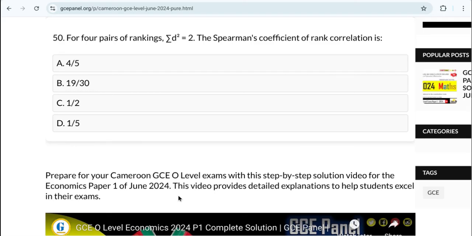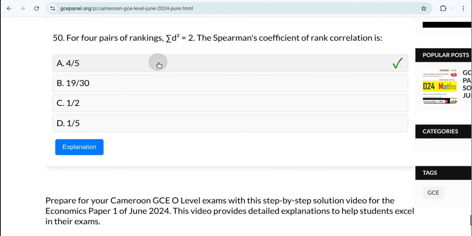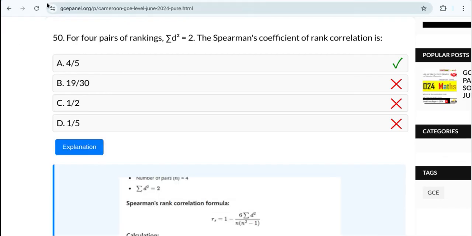For 4 pairs of rankings, summation d squared equals 2. The Spearman rank correlation is... If you cannot see the answer, you can always go to the website and go to this page and you see the results there. One of these is the correct answer. Okay, the answer is 4 and 5. So go to the website and then you can check the working there.